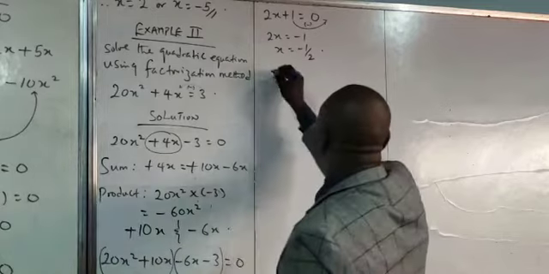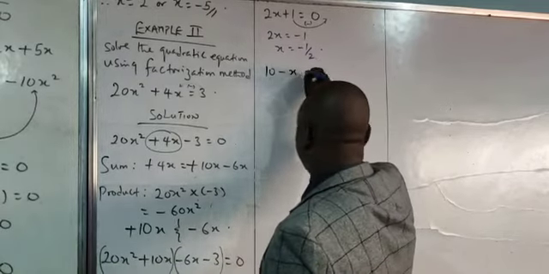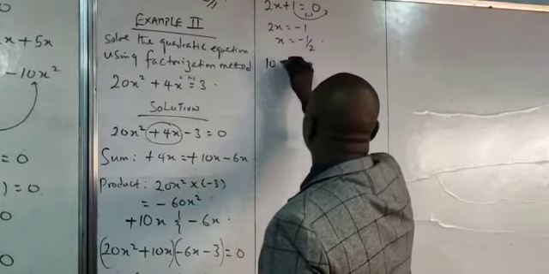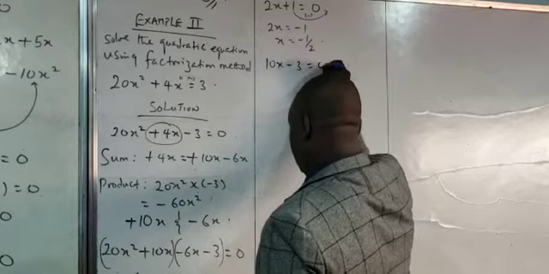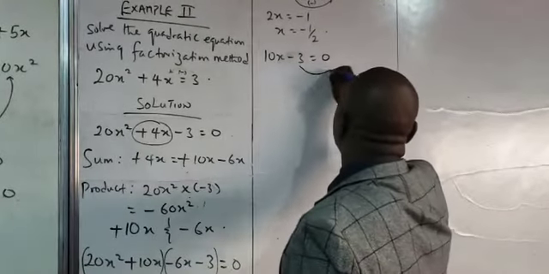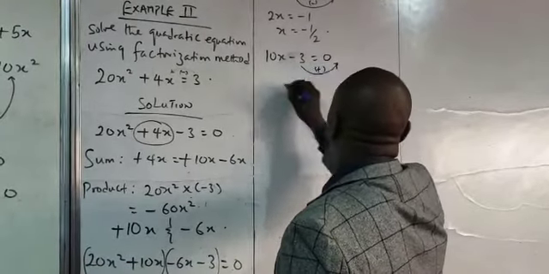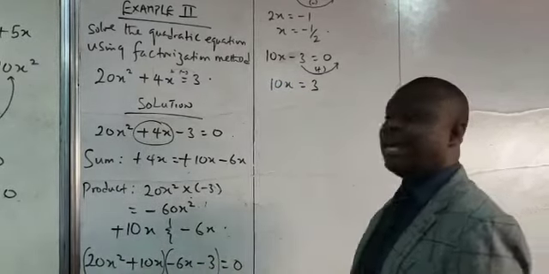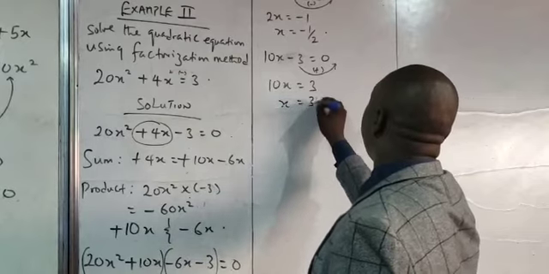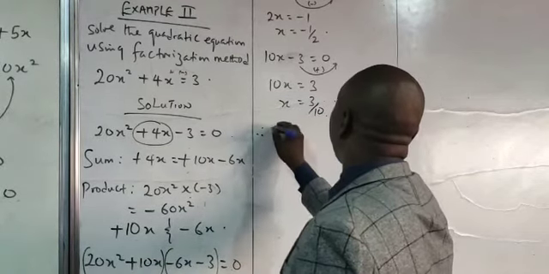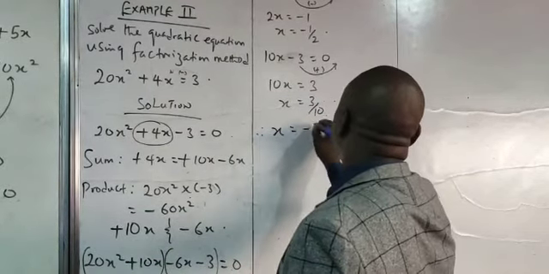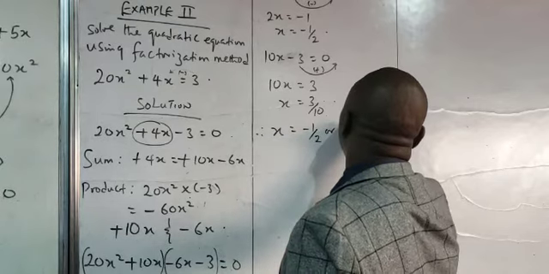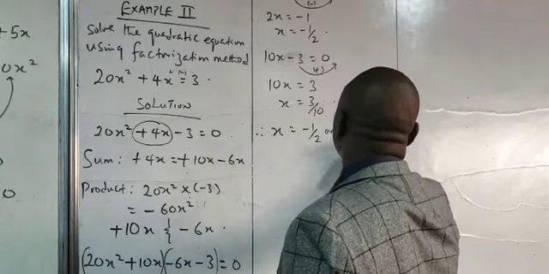So we take the other factor, 10x minus 3 equals 0. You bring 3 to this side, becomes plus. So you have that as 10x equals 3. Divide both sides by 10. You have x to be 3 over 10. So therefore, the values of x are minus 1 over 2 or 3 over 10.